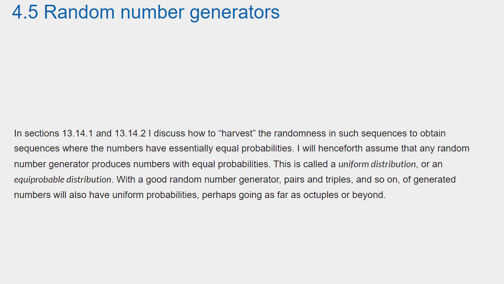In sections 13.14.1 and 13.14.2, I discuss how to harvest the randomness in such sequences to obtain sequences where the numbers have essentially equal probabilities. I will henceforth assume that any random number generator produces numbers with equal probabilities. This is called a uniform distribution or an equiprobable distribution. With a good random number generator, pairs and triples, and so on, of generated numbers will also have uniform probabilities, perhaps going as far as octuples or beyond.